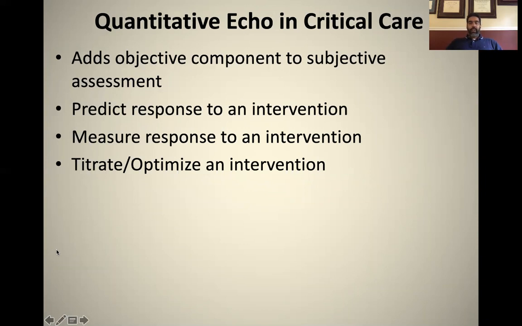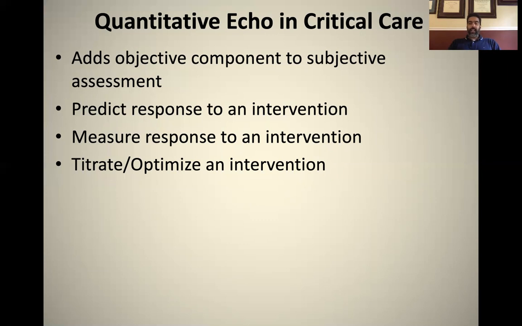Quantitative echo in critical care does a number of things for you, both generally and specifically. In general, it adds an objective component to your thus far subjective assessment. And it allows you to do things like, for example, predict response to an intervention. Specifically here, we're talking about predicting volume responsiveness. It helps you measure quantitatively, objectively, the patient's response or lack of response to an intervention, response to things like inotropic therapy, diuresis, fluid resuscitation, that kind of thing.